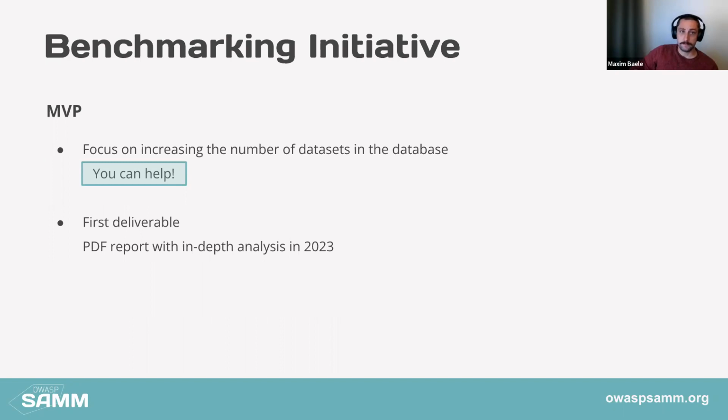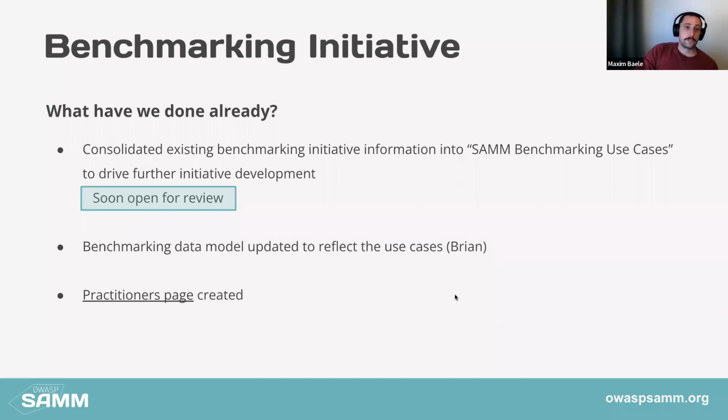The goal is to start working with this. As a first deliverable over the course of 2023, we want to deliver a PDF report with our own analysis. There's lots of brainstorming and lots of other things that we want to do once we have a minimum viable product up and running, once we have this PDF report and we solicit feedback. But for now, we're just focusing on gathering data, analyzing data, and getting reports out to the community. Next slide, please. So what's already been done?